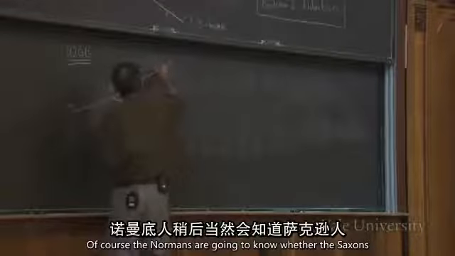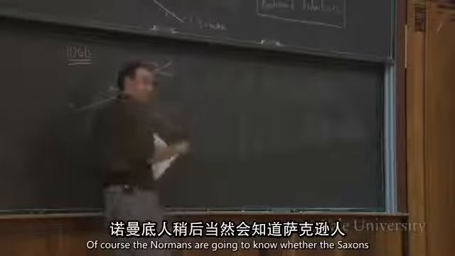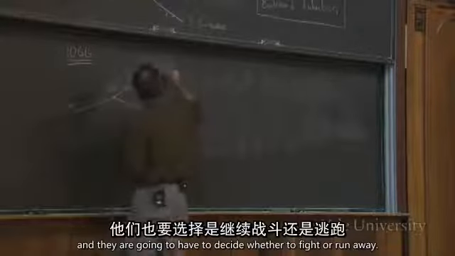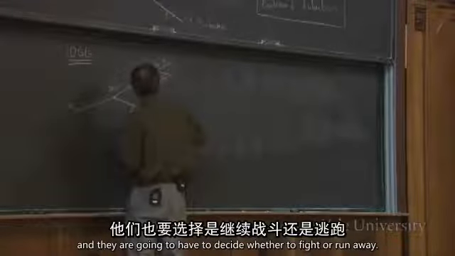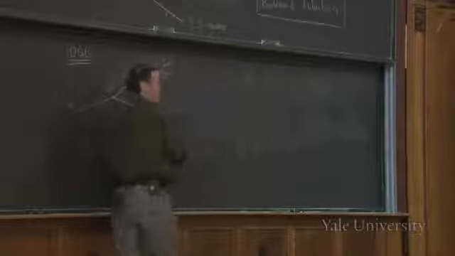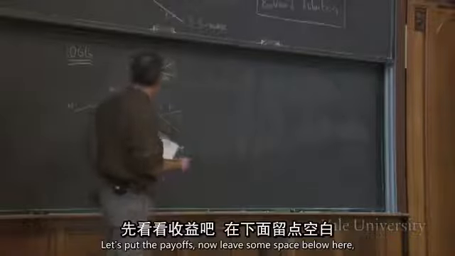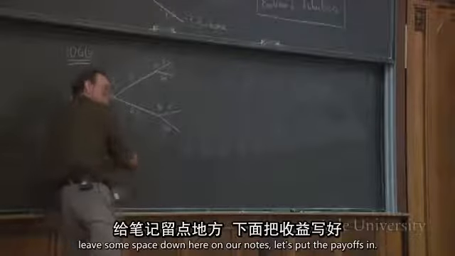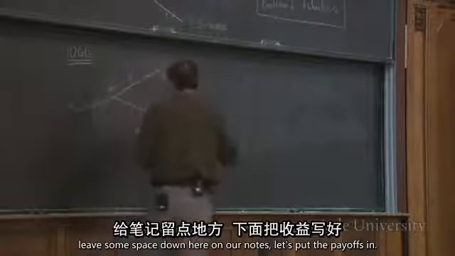And of course the Normans are going to know whether the Saxons are actually going to charge down the beach and attack them, and they are going to have to decide whether to fight or run away. All right? And let's put the payoffs in. Now leave some space below here, leave some space down here on your notes. All right? Let's put the payoffs in.